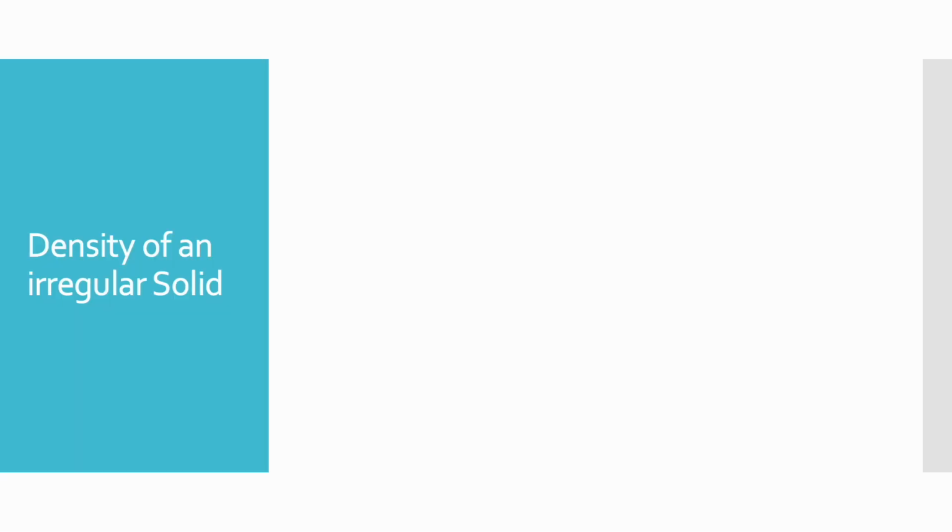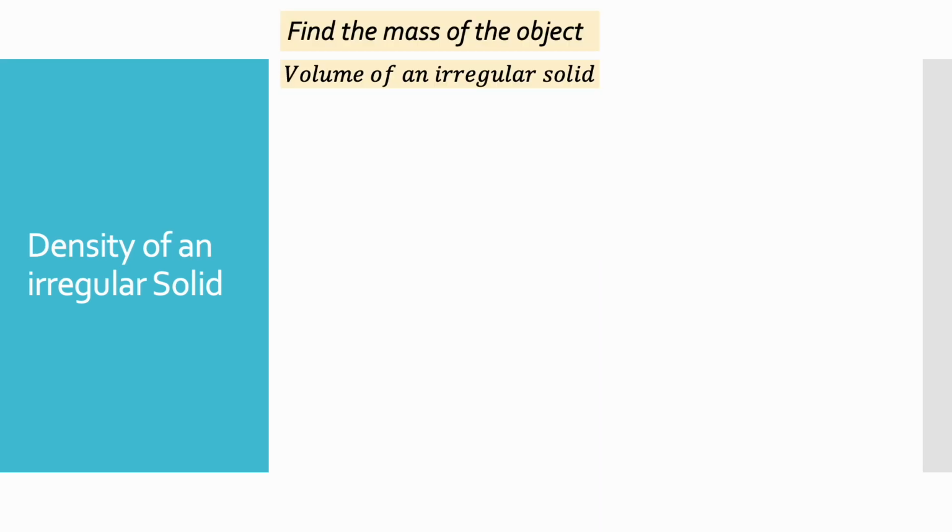But what if the object doesn't have a regular shape? In the previous slide, we saw the objects were having regular shape. Now, let's say the object is not having a regular shape. Can we calculate the density? Yes. A rock or a piece of metal with no clear edges are irregular in shape. In that case, we use the water displacement method to find the volume.